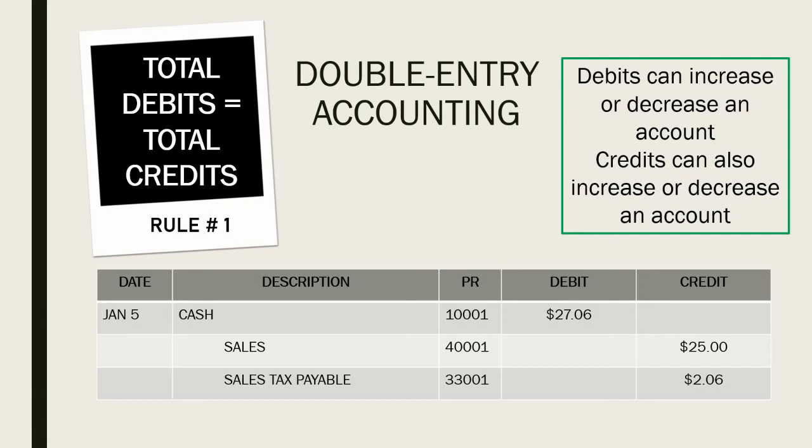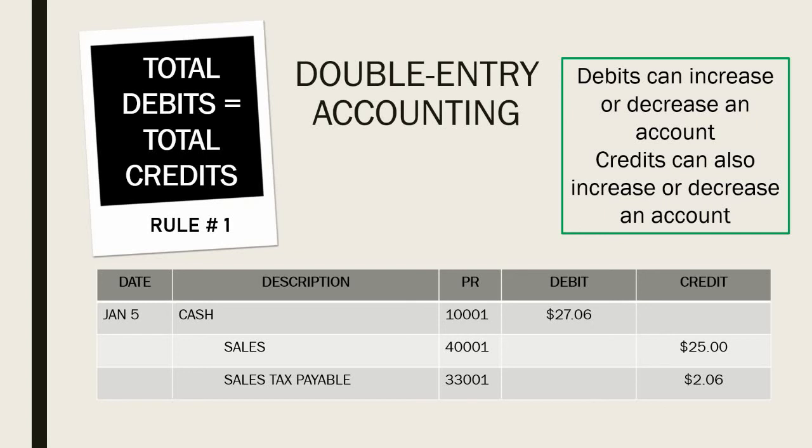A single entry, for example, would just be cash, and you're just increasing your cash, okay? But in this case, this is us representing the double entry having cash and having sales as an equal and opposite direction.